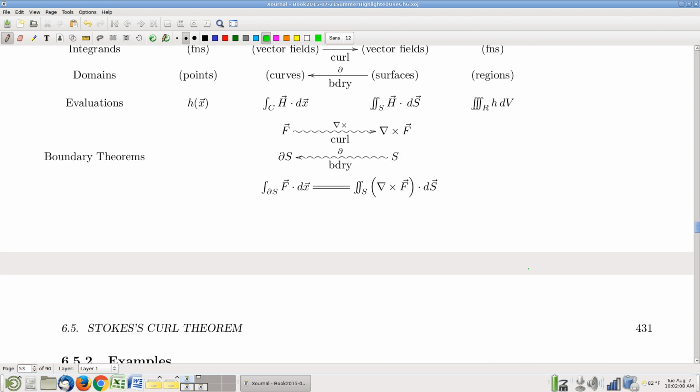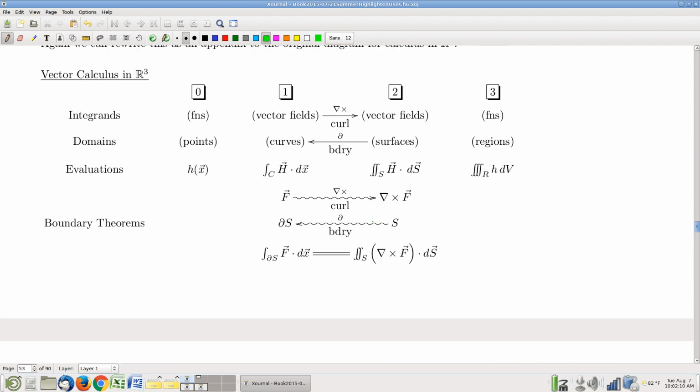Going back to the requirements for this to work, isn't it the same thing for Green's theorem? Yep. Absolutely. Stokes' curl theorem and Green's theorem have a lot in common. A lot of people like to talk about Green's theorem as being kind of Stokes' theorem in 2 dimensions, and there's a point of view there. I like to think of them as different theorems.